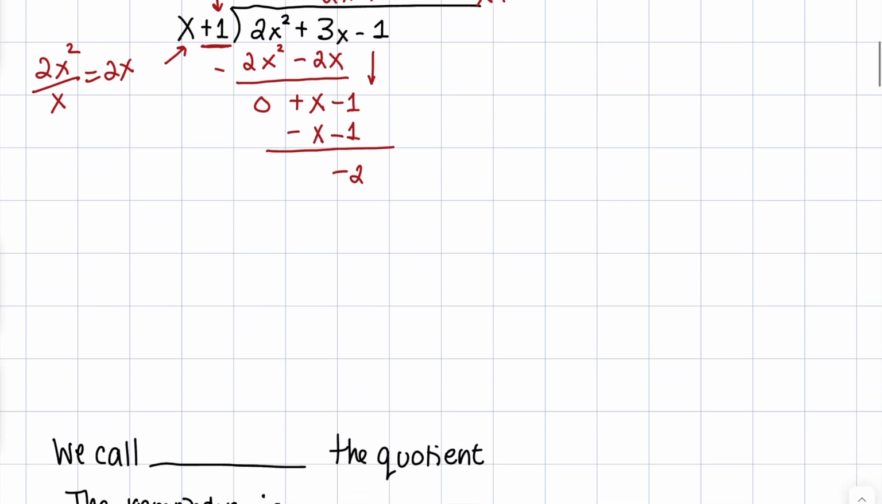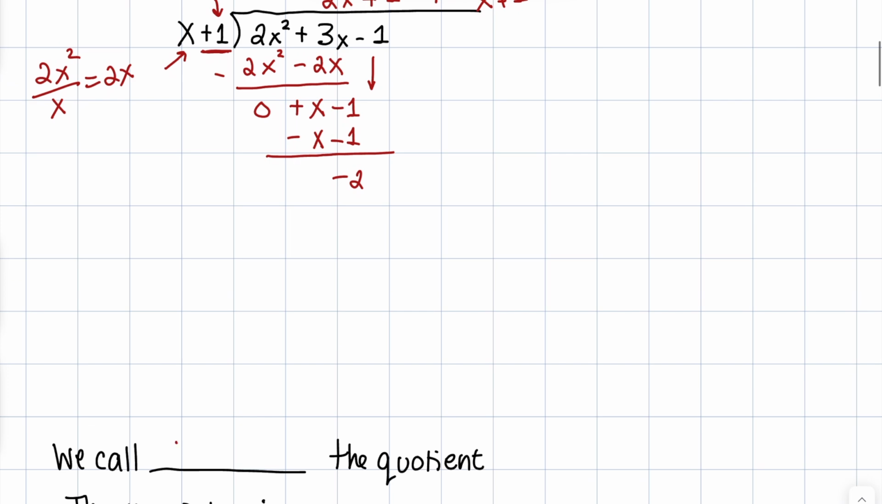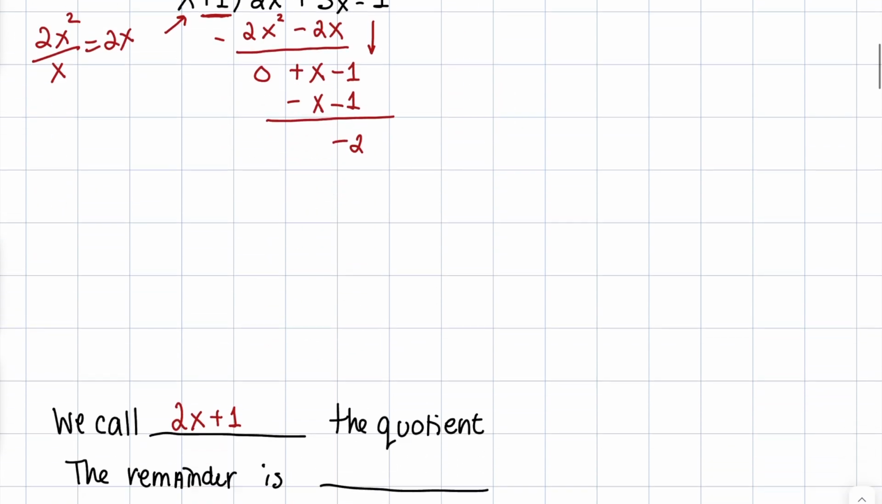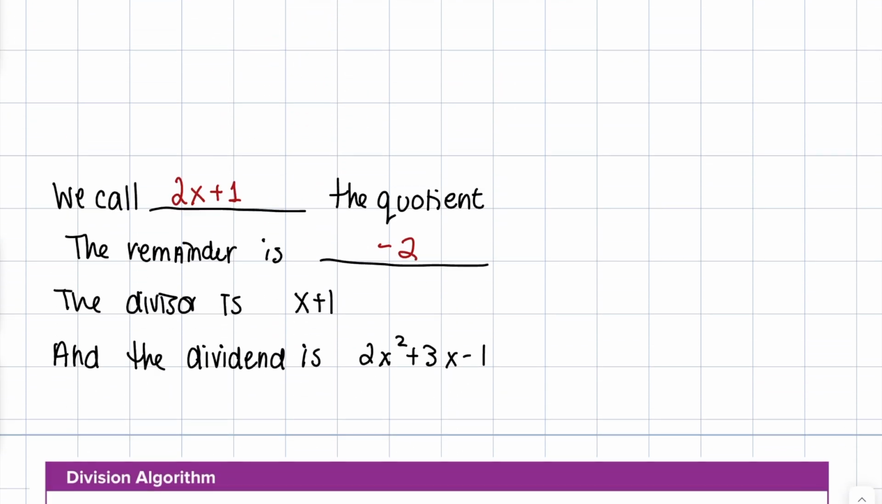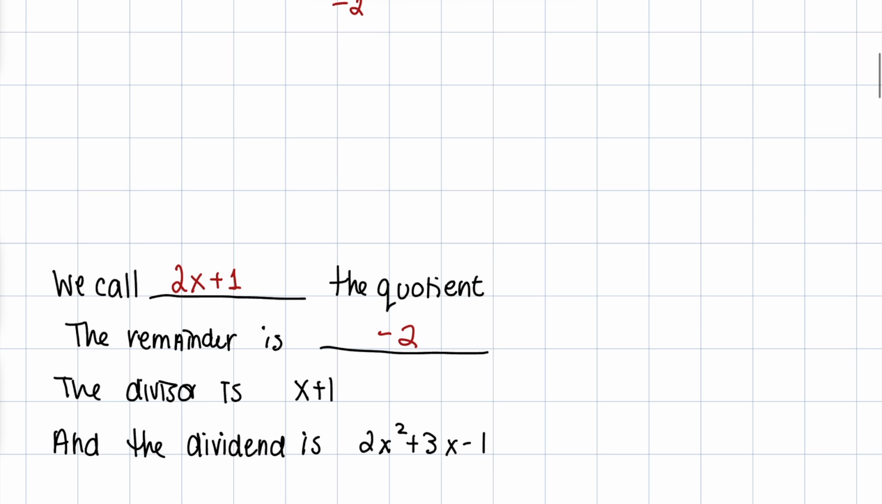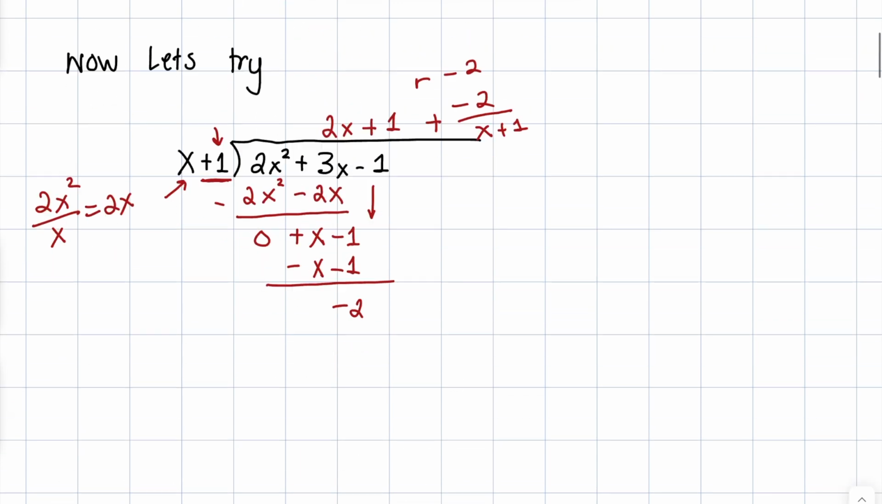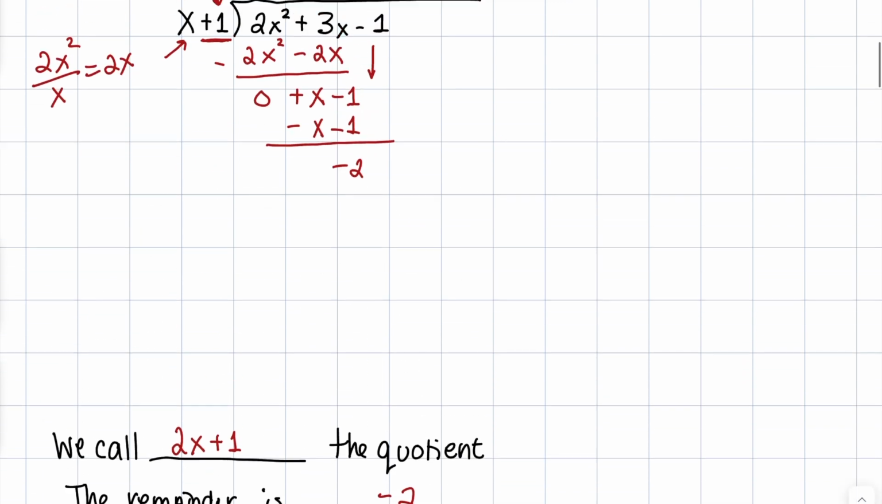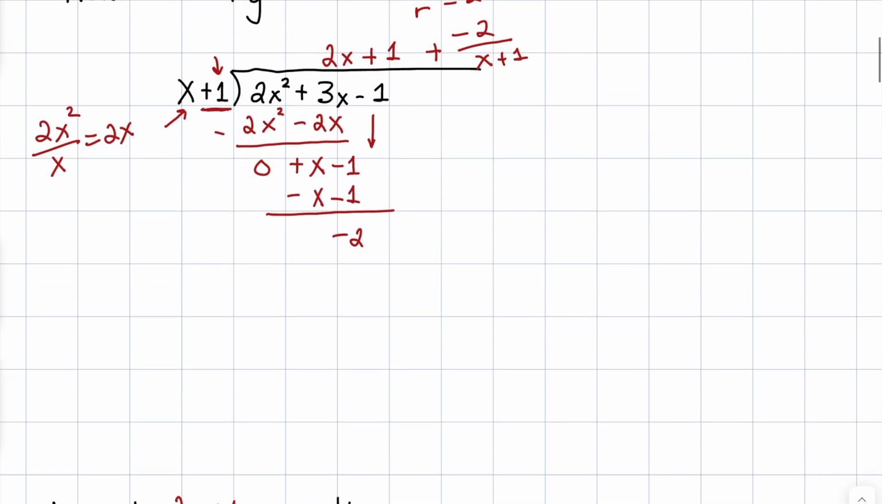Okay, so we call this 2x plus 1 the quotient, because that's what we get back out, and we call this negative 2 piece the remainder. The divisor is the x plus 1 that we have on the outside, and the dividend is the 2x squared plus 3x minus 1. So that's what long division is: this repetition of multiply, subtract, multiply, subtract, multiply, subtract.